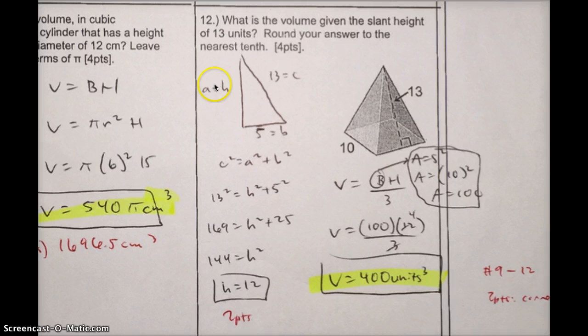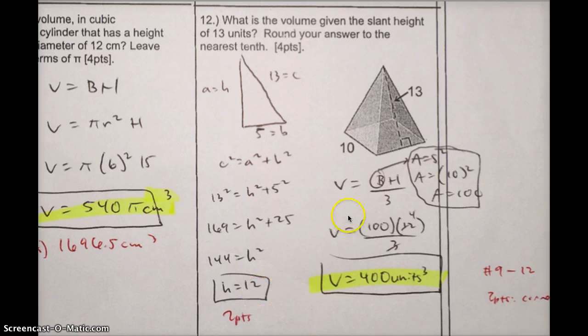You can use the Pythagorean Theorem. You already have the c value. You just need to find the a, which is our height. That's 5 squared, just 25. 13 squared is 169. Subtract. Take the square root of both sides. Height is equal to 12. If you found the height, I gave you 2 points.